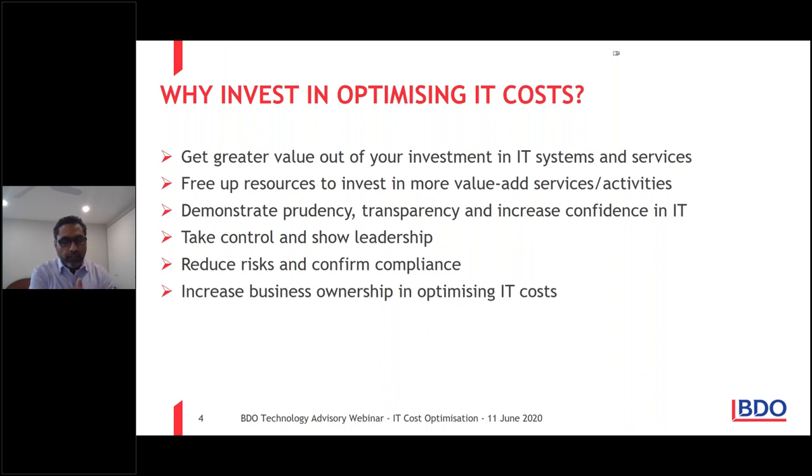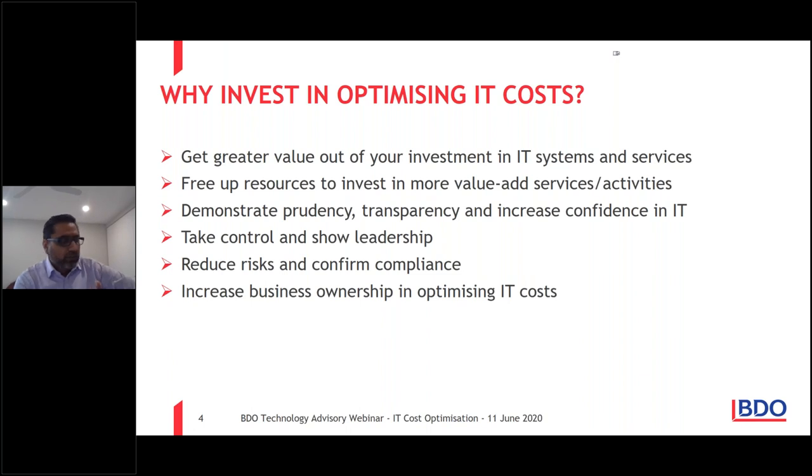Now, IT is a big part of the spend that organizations would have. Depending upon your industry, it could be as low as 3.5% of your revenues to as high as 15 or 20% of your revenues. So IT is a big component of the cash that goes out of the organizations, and hence there is a big focus on making sure that every dollar that goes out is actually delivering value. So that's a big driver where a lot of our clients have come back and said, we need to start focusing on IT cost optimization, and hence we thought it's going to be good for us to actually share our learnings with everyone and see how we can collaborate and how we can share ideas to make it a little bit more effective.